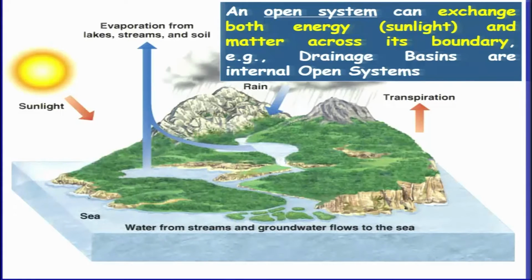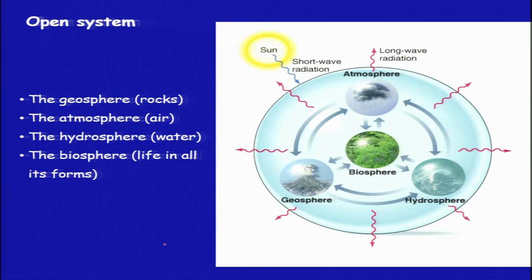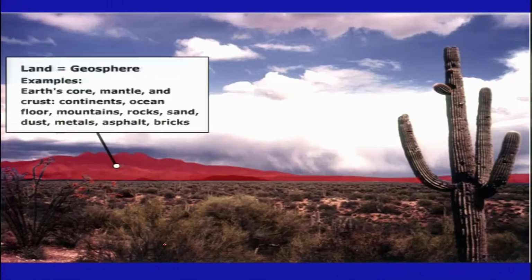For example, drainage basins are internally open systems because they exchange energy as well as material. Now it is clear that we have 4 open systems within the Earth system. This is your geosphere, so land mainly, which includes Earth's core, mantle and crust, continents, ocean floor, mountains, rocks, sand, dust, metals, asphalt, bricks, etc.